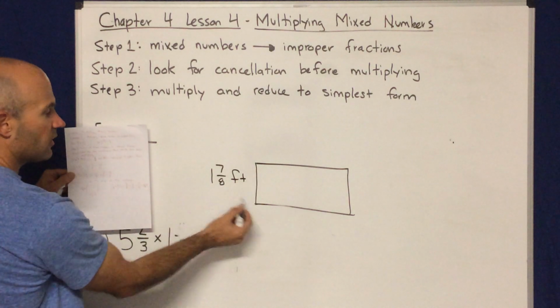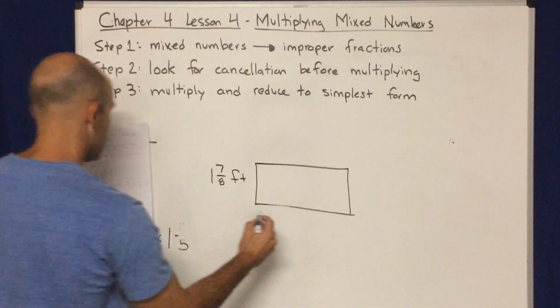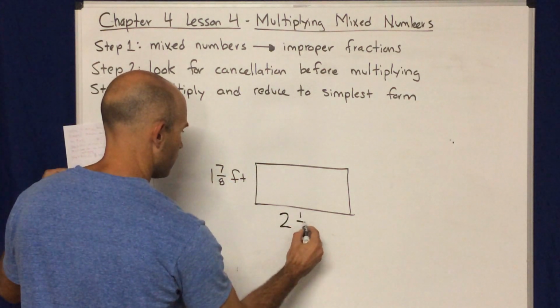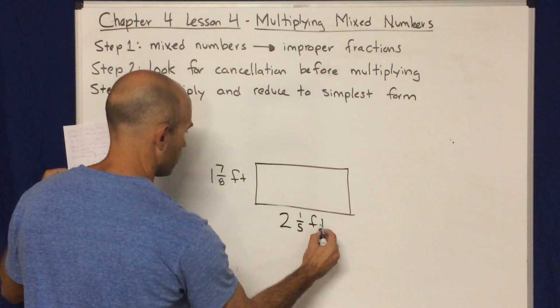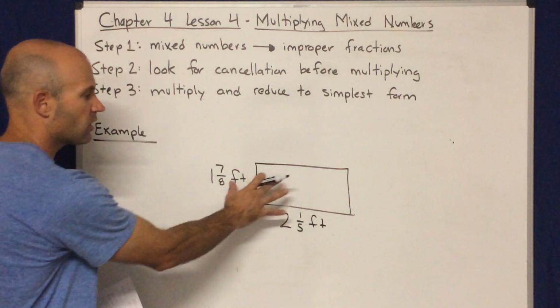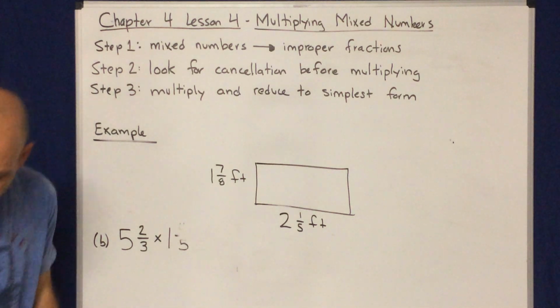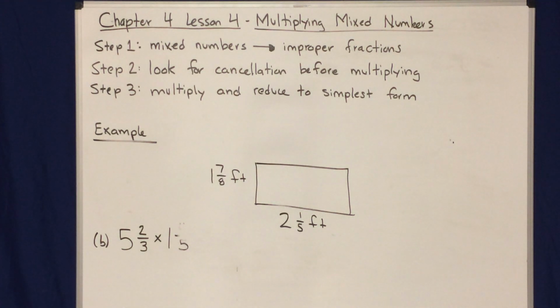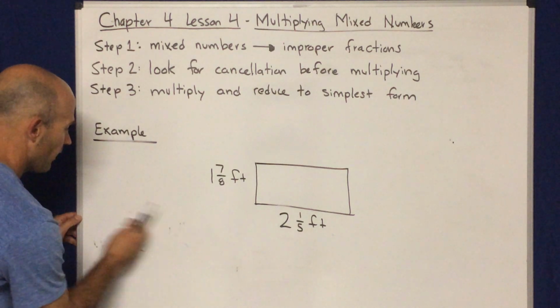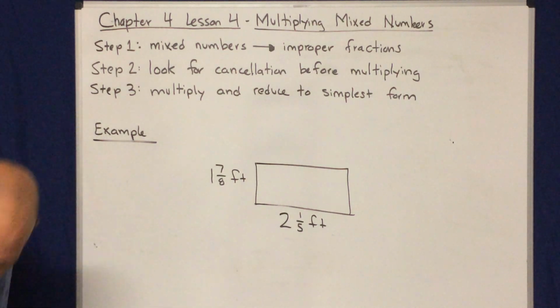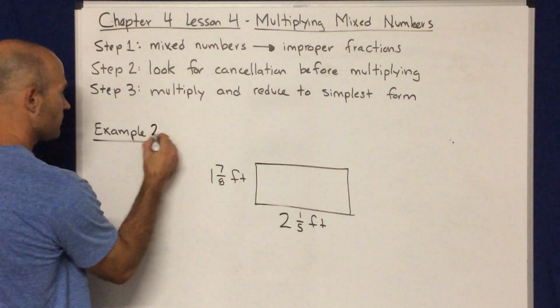So the height of this rectangle is 1 7 over 8 feet, and the width is 2 1 over 5 feet. So again, not drawn perfectly to scale, but still we'll be able to solve the problem. Right? And the task here is just find the area of this given rectangle. So example 2, find the area.